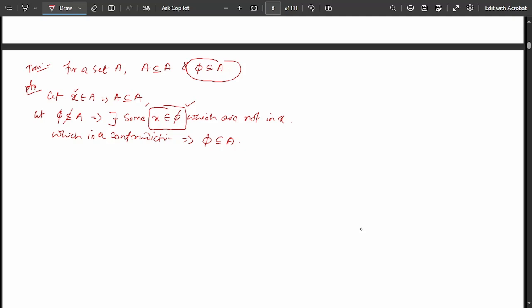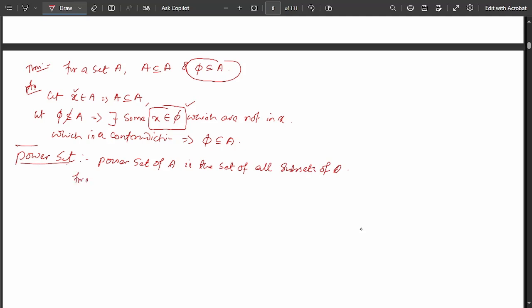Next thing was the power set. What is the power set? Power set is the set of subsets. Suppose the power set of A is the set of all subsets of A.